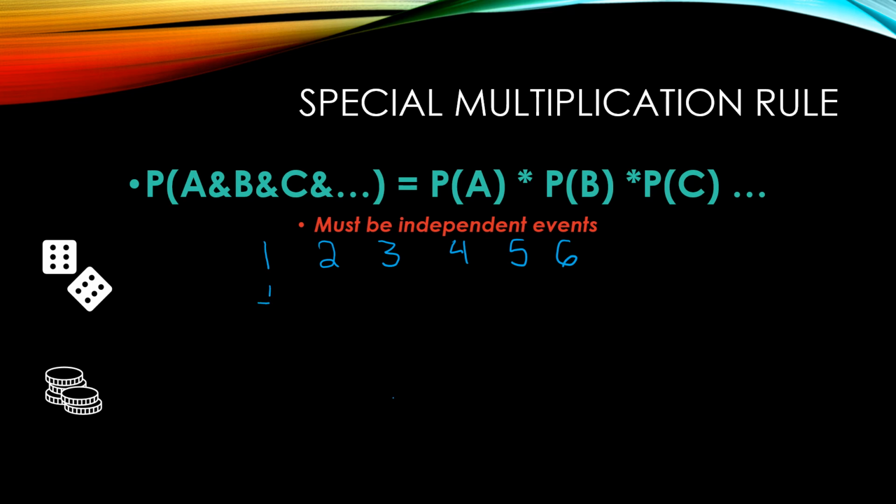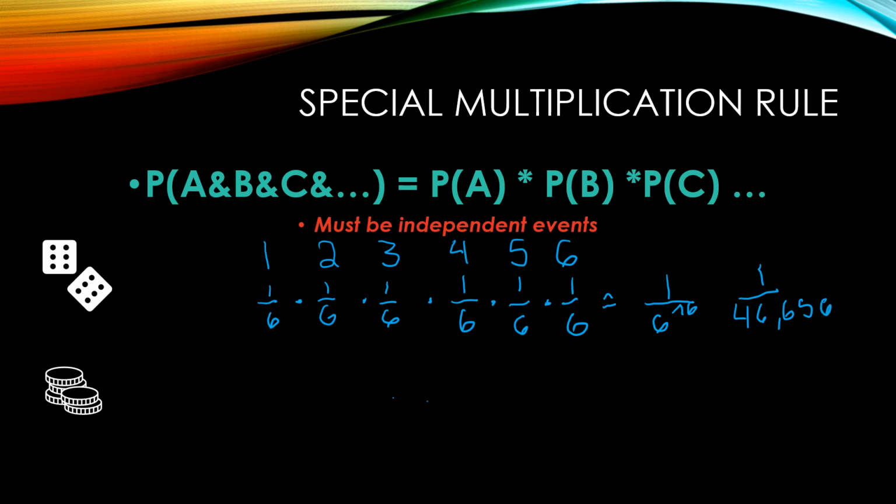the probability of getting 1 on the first roll is 1 out of 6, times the probability of getting 2 on the second roll is 1 out of 6, 3 on the third roll, 1 out of 6, 4 on the fourth roll, 1 out of 6, 5 on the fifth roll, 1 out of 6, and 6 on the sixth roll is 1 over 6. And this, because we're multiplying everything together, is going to be 1 over 6 to the 6th power, or it is 1 over 46,656 rolls.